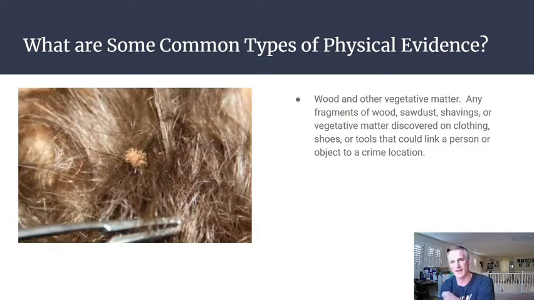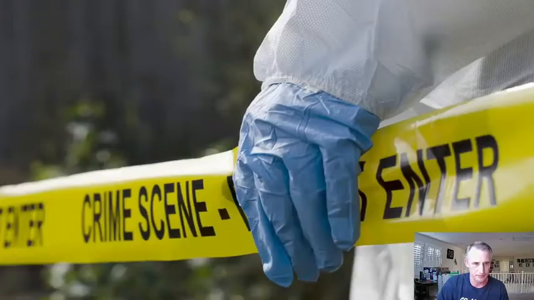And then you have wood and vegetative matter. Any fragments of wood, sawdust, shavings, vegetative matter discovered on clothing or shoes. This is showing like one of those burrs that get caught in people's clothing and hair and stuff like that, that could maybe link that person to a location or an object. So that kind of takes us through some of the major categories of evidence.